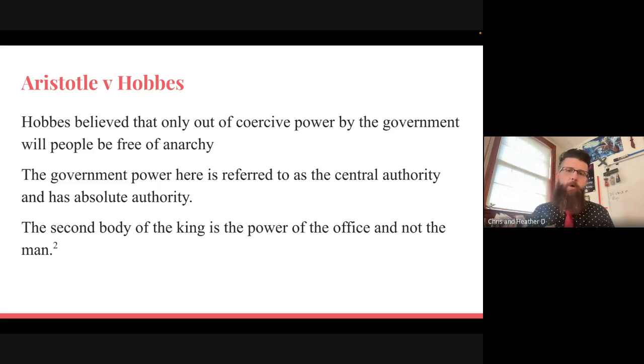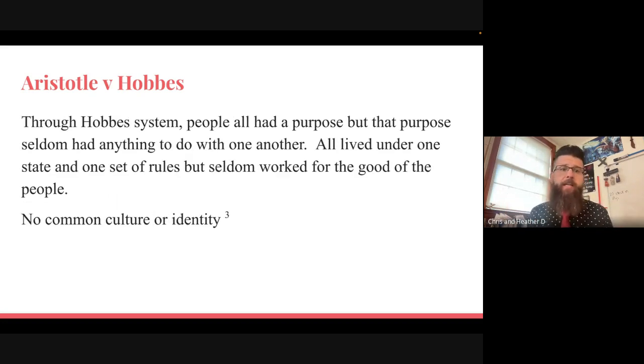It's not necessarily in a person, even though the power can be ruled by one individual, but it's within the office in which they preside. Through Hobbes' system, people all had a purpose, but the purpose really seldom had to do with one another.